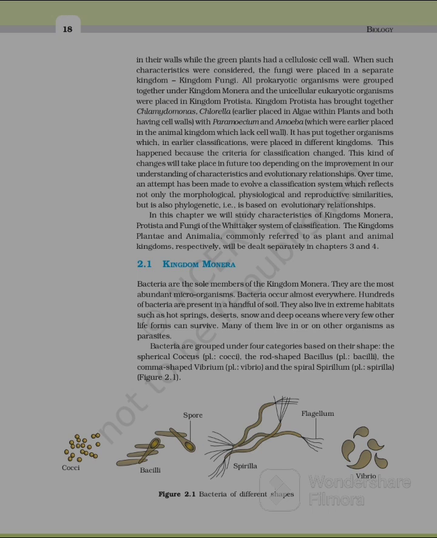Bacteria are grouped under four categories based on their shape: the spherical coccus (plural cocci), the rod-shaped bacillus (plural bacilli), the comma-shaped vibrio (plural vibrios), and the spiral spirillum (plural spirilla).